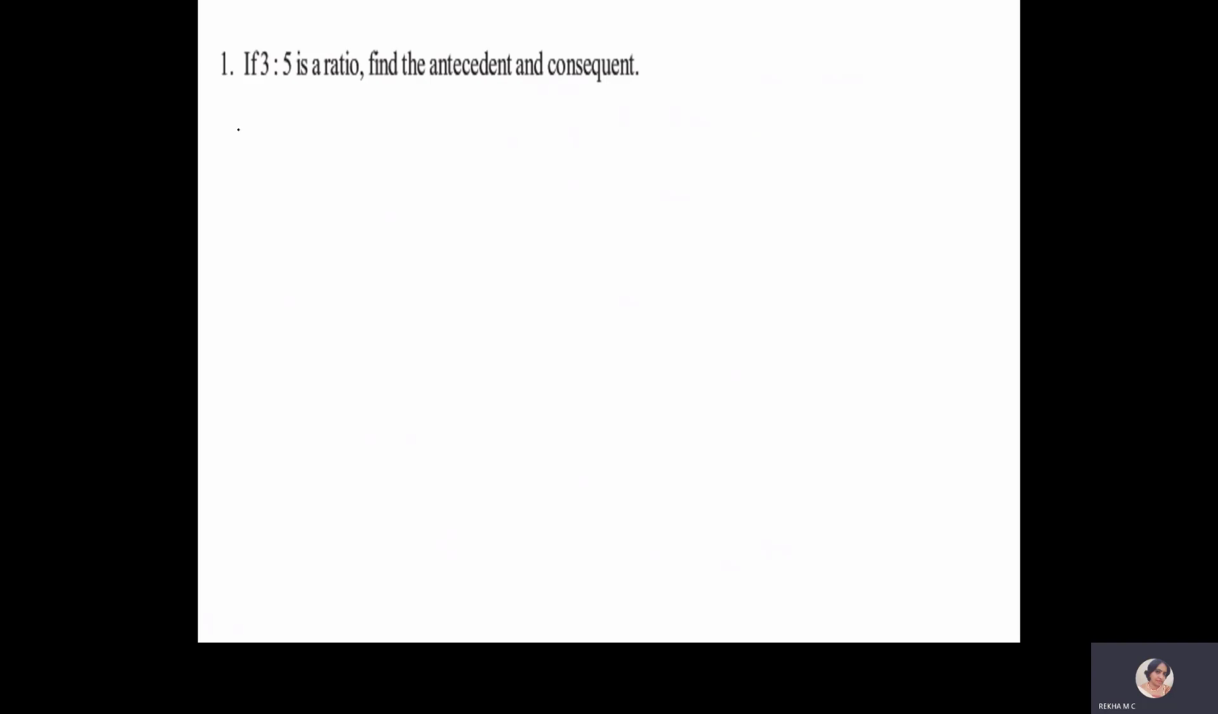Question: if 3 is to 5 is a ratio, find the antecedent and consequent. Here, antecedent is equal to 3. First one. Consequent is equal to 5. So these are 1 mark questions.